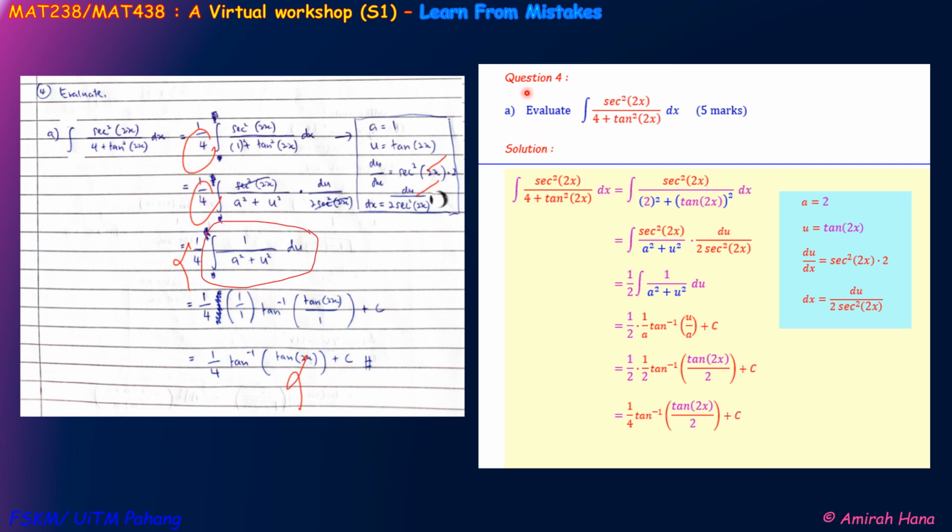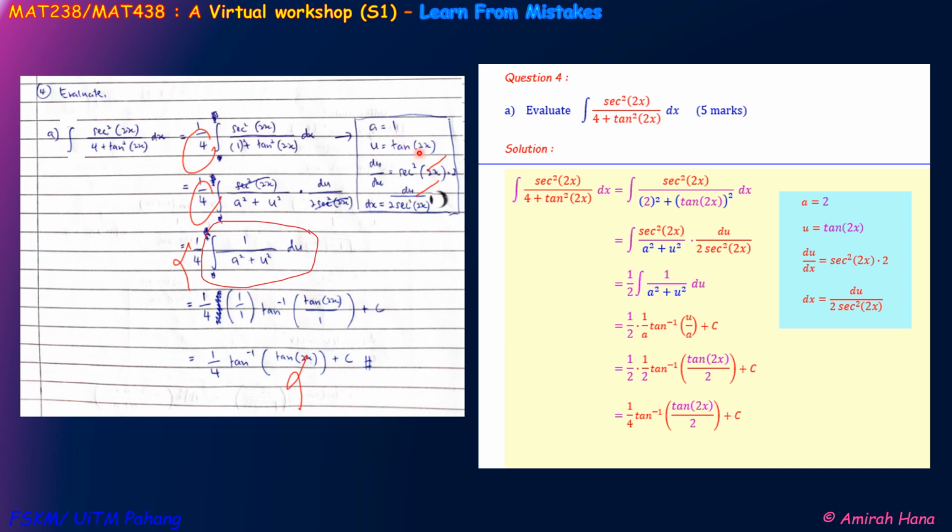Okay, next we continue with question 4a. Evaluate integration of sec squared 2x over 4 plus tangent squared 2x dx. Okay. So untuk yang ni jawapan pelajar, daripada bawah 4 plus tangent squared 2x, dia move out 4. Okay. Yang ni salah ya, sebabnya 4 ni dia bukan untuk semua. Yang boleh bawa keluar 4 ni kalau kita ada 4 plus, sini pun 4, 4 plus 4 tangent squared 2x. Barulah boleh move out pembawah 4 ni. Okay. So yang ni salah, tapi kat sini a sepatutnya adalah 2.